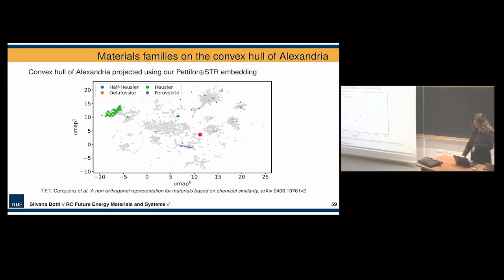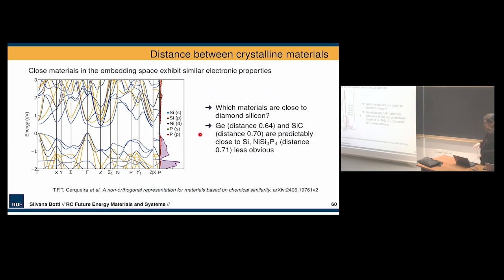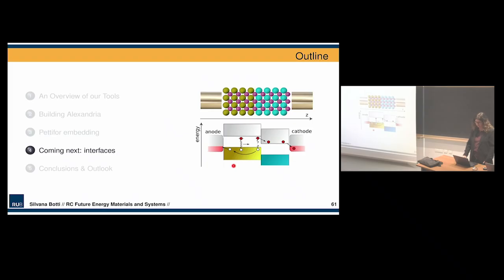We also look at the Alexandria convex hull at different families, like perovskites, the Laves phases, Heusler compounds, and they create some groups or regions in this big atlas of materials. Then we can also use this distance to ask: can we find a compound that has similar electronic properties to, for example, silicon? Of course, we found germanium, diamond germanium, silicon carbide, but we also found something less intuitive, like this nickel silicon 3 phosphorus 4, that has a band structure indeed quite similar to the one of silicon when we compare it, but it wouldn't have been so obvious to find.